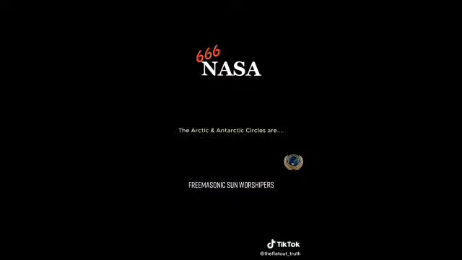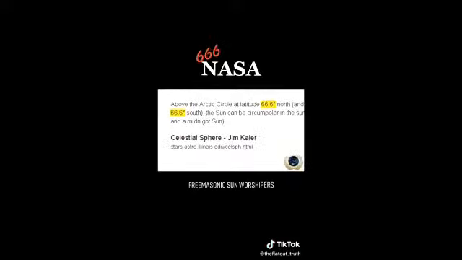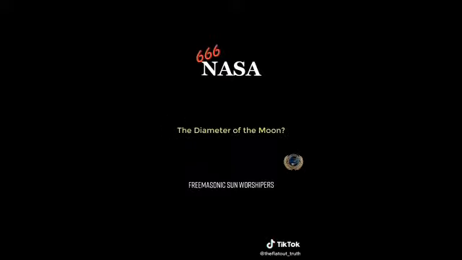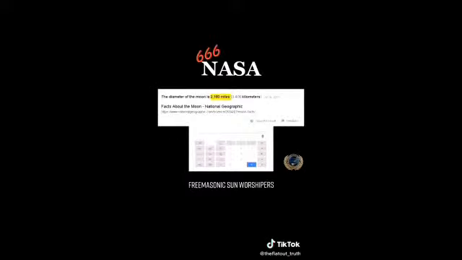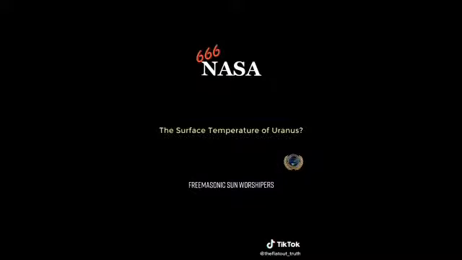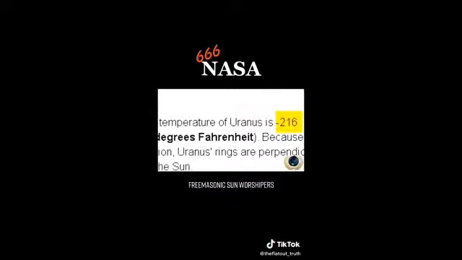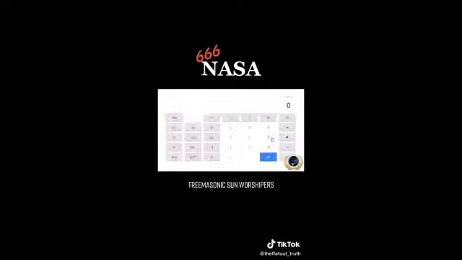Now let's take a look at the Antarctic and Arctic circles. Oh, would you look at that? 66.6 degrees north and 66.6 degrees south. Now let's go over the diameter of the moon. This is a new one, I actually didn't know. It's 2,160 miles, but you take 6 times 6 times 6, there you go, 2160. The surface temperature of Uranus, oh, there you go, negative 216, which is 6 times 6 times 6, 216.